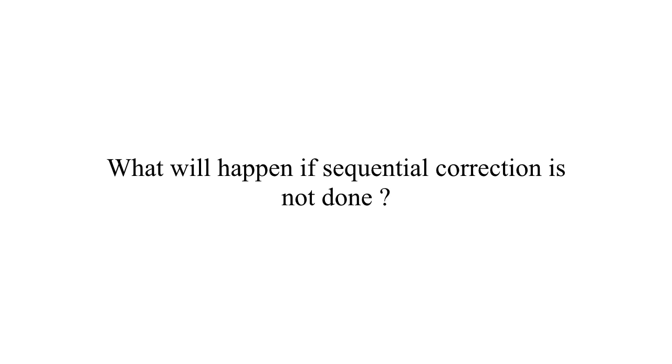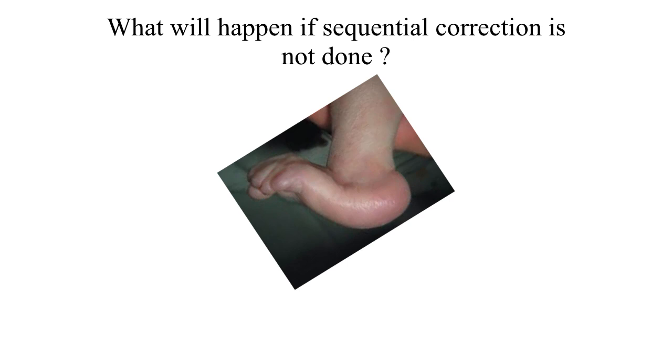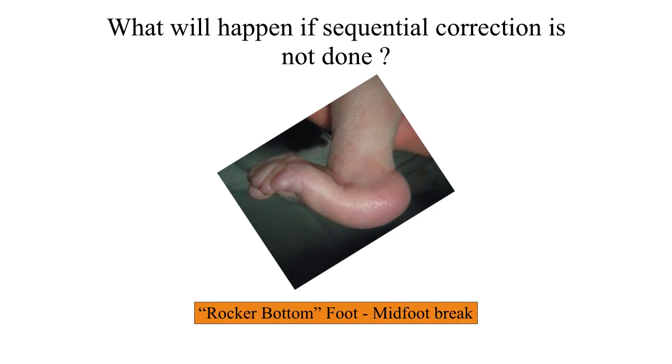Next question, what will happen if the correction of clubfoot is not done in the sequence of CAVE? Yes, if the correction is not done sequentially, it will result in this type of deformity of the foot, which is called as rocker bottom foot, which occurs because of mid-foot break. So to prevent rocker bottom foot from occurring, the deformities of clubfoot should be corrected in a sequential manner of cavus, adduction, varus and finally equinus. So the answer is rocker bottom foot.